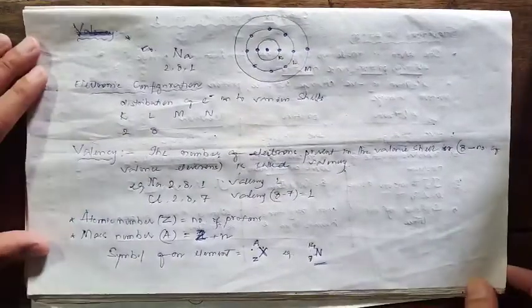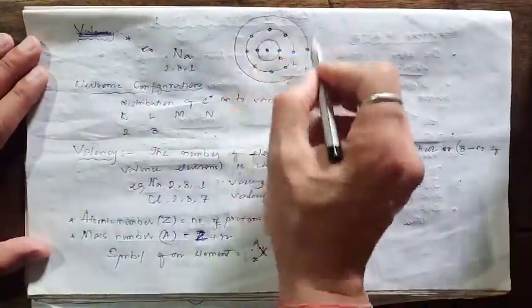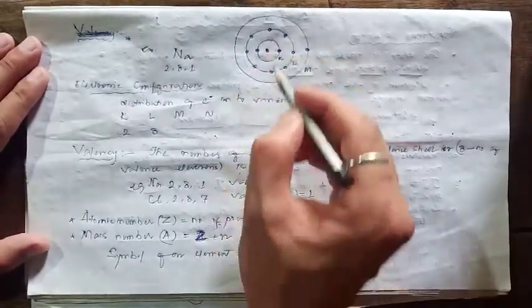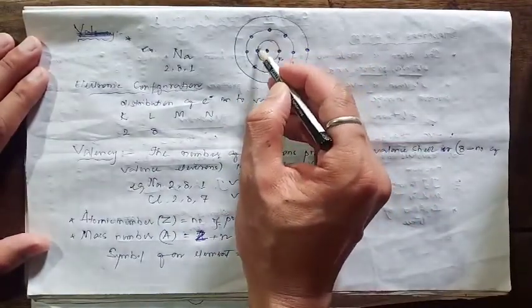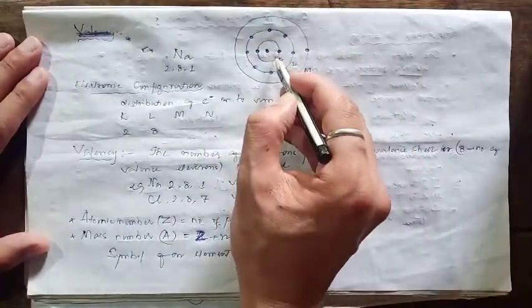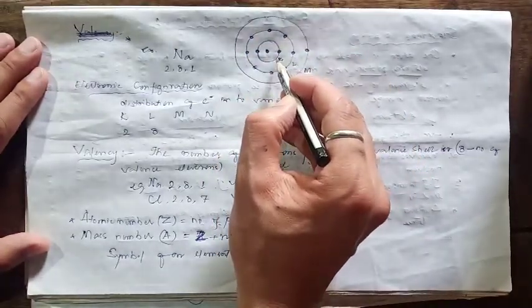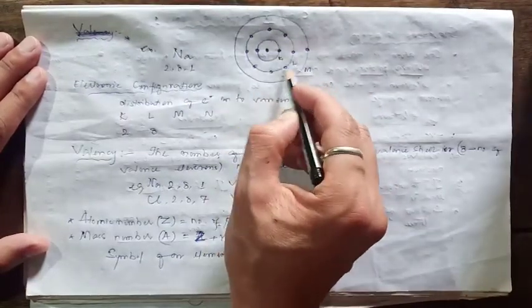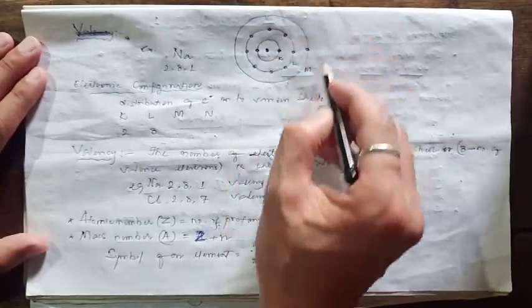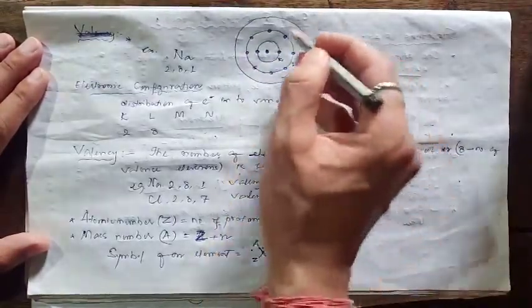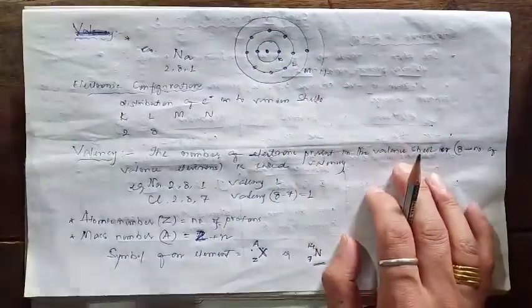Student, here is a diagram to show you how the electrons are distributed into different shells around the nucleus. So we have a number of shells. This is the first shell, this is the second shell, this is the third shell. The shell which is closest to the nucleus is called K. The second shell is called L. The third shell is called M. And the fourth shell is called N. So these different shells have their maximum capacity.